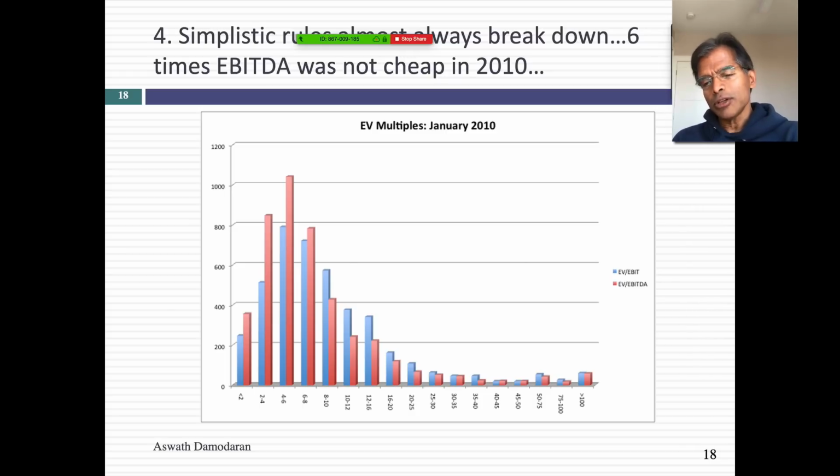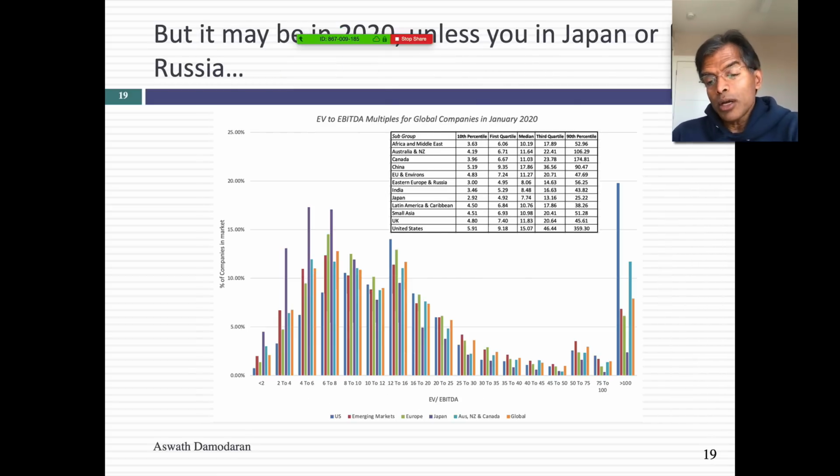And here's the simplest way to counter anybody who says 6 times EBITDA is cheap or 10 times earnings is cheap: just go back and count the number of companies that trade at less than 6 times EBITDA. In 2010, if somebody told me 6 times EBITDA is cheap, I'd have counted and said half of all stocks in the US trade at less than 6 times EBITDA. Well, 6 times EBITDA being cheap might work in 2020 because the medians for EV to EBITDA multiples have all shifted upwards, unless you happen to be in Eastern Europe or Russia or Japan, or India, where the EV to EBITDA multiples tend to be lower. So you can already see the usefulness of having the data available to you.